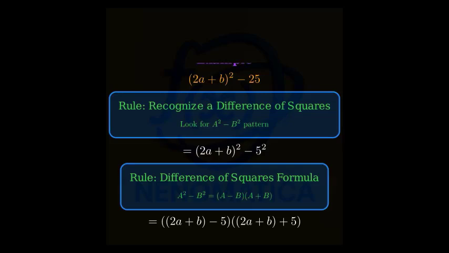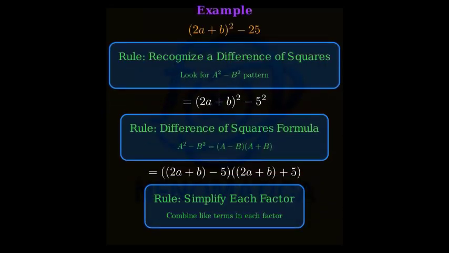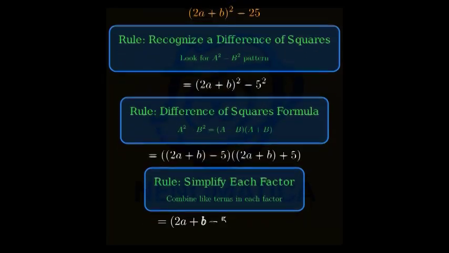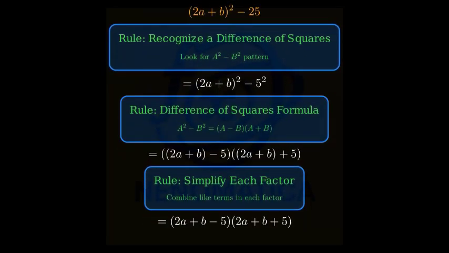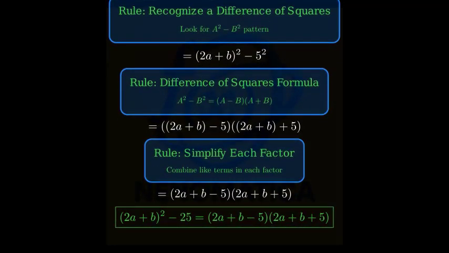Our final step is to simplify each factor. We'll distribute and combine like terms within each parenthesis. This gives us (2a plus b minus 5) times (2a plus b plus 5). And that's our factored form for the first example. Now, let's move on to our second example.